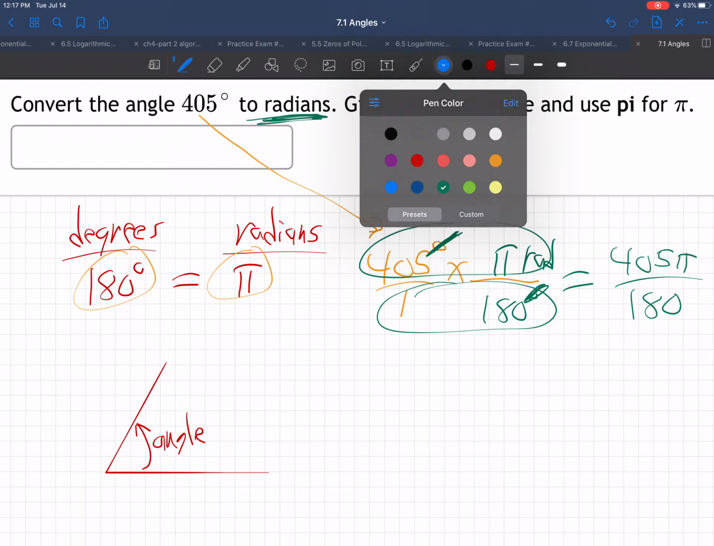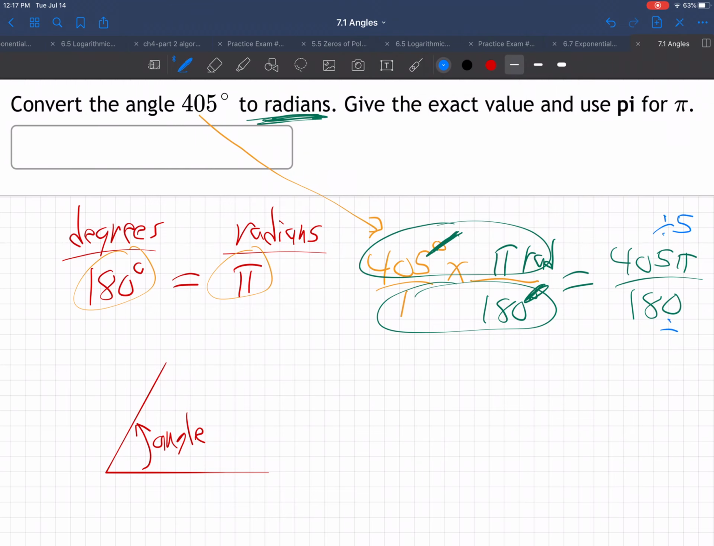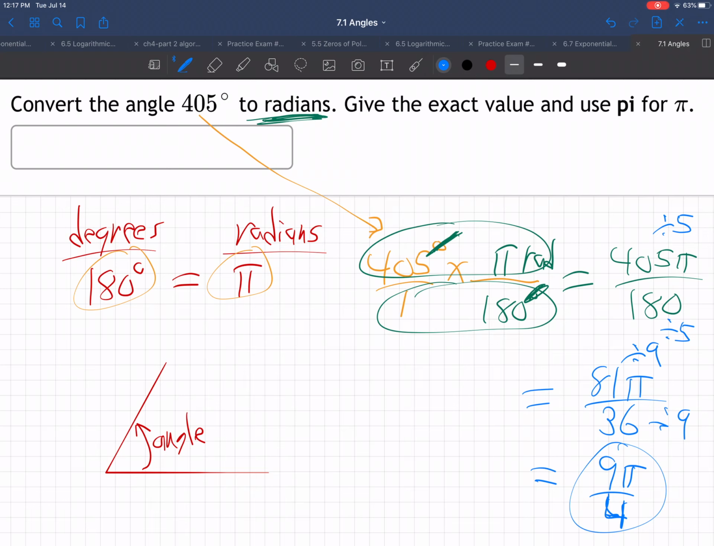And then we have to reduce that fraction. Divide by 5, top and bottom. Let me see, 405 divided by 5 would be 81. So 81 pi over, what's that? I think it's 36. Yeah, right. 81 over 36. Oh, that's further reducible, isn't it? Divide by 9 now. So I'm getting 9 pi over 4. That's radians automatically. 9 pi over 4.